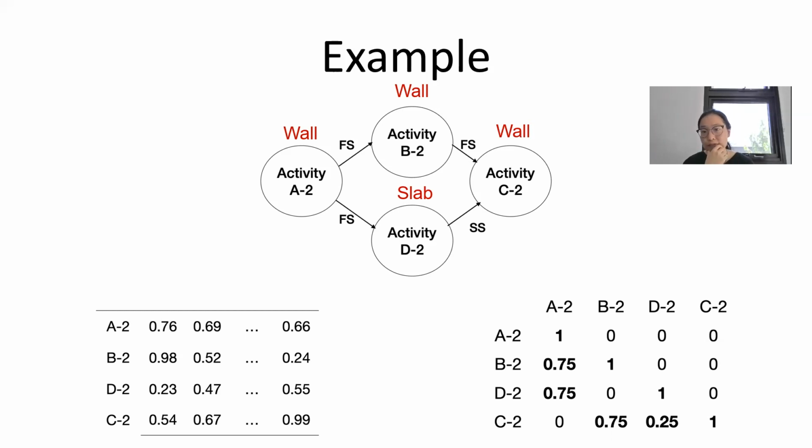And then eventually, if we feed these matrices together into a convolutional network and get it trained, we will classify which label each activity is going to. For example, activities A2, B2, and C2 may belong to wall construction activities, whereas D2 may go to slab construction activities. In this case, we connect A2, B2, and C2 together because they are under the same label. And now we will form a link, a sequence for these 3 activities.